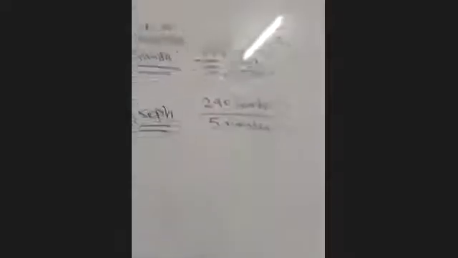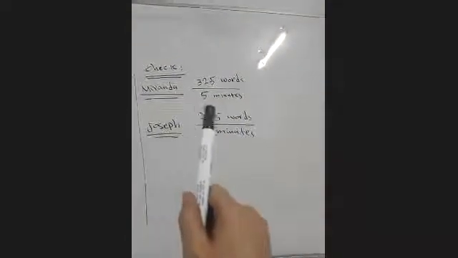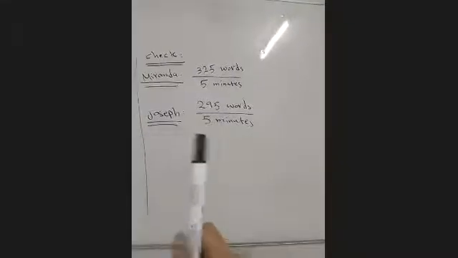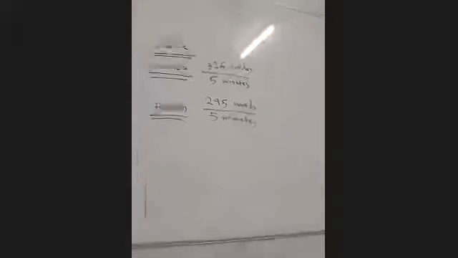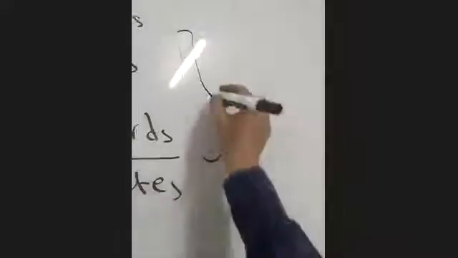This is our rates, guys. Look here at the board. Miranda can type 325 words in how many minutes? 5 minutes. Joseph can type 295 words in how many minutes also? In 5 minutes. Continue. At these rates, how many more words can Miranda type in 9 minutes than Joseph? Now we will find how many minutes, guys.